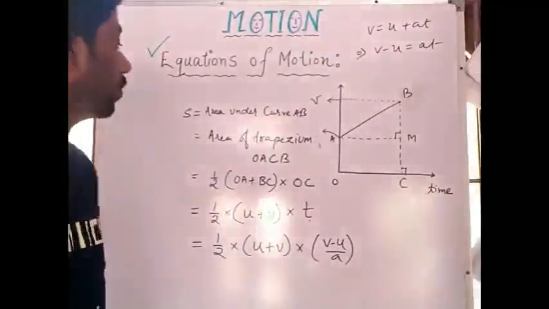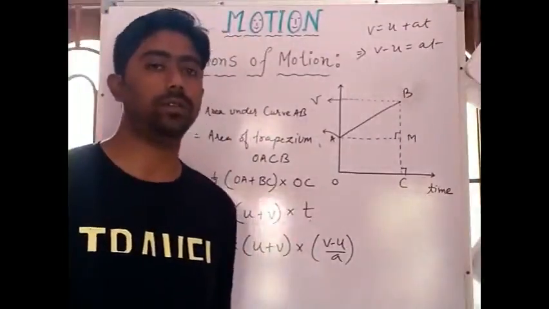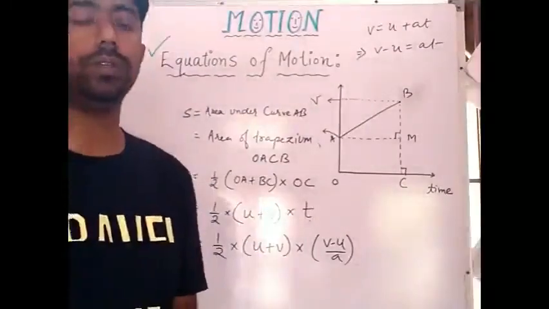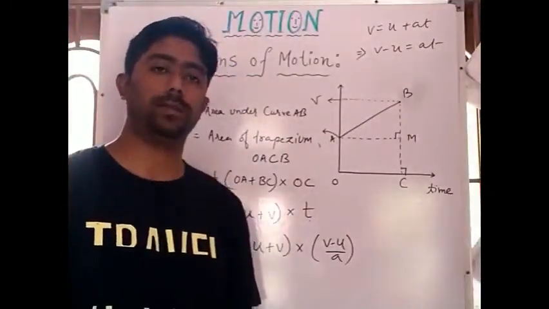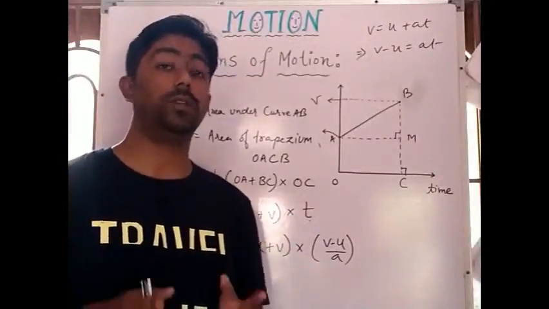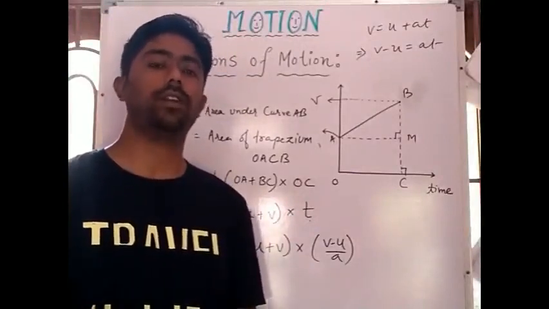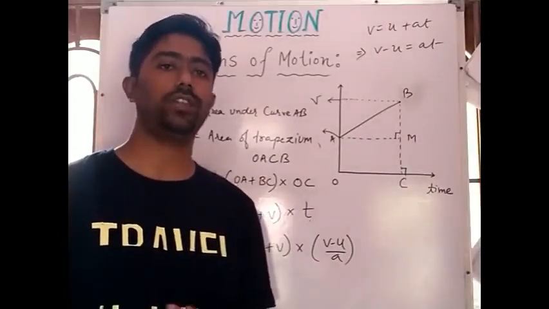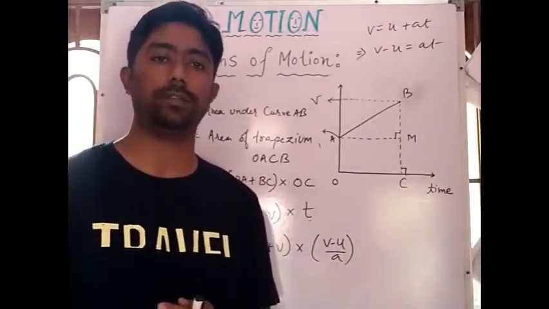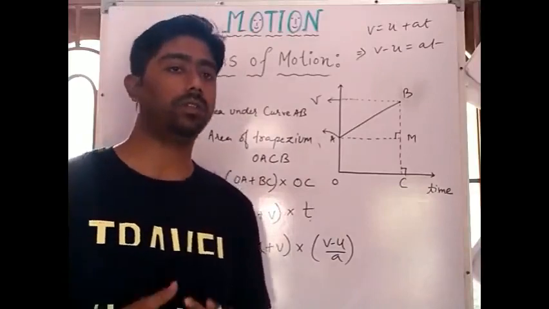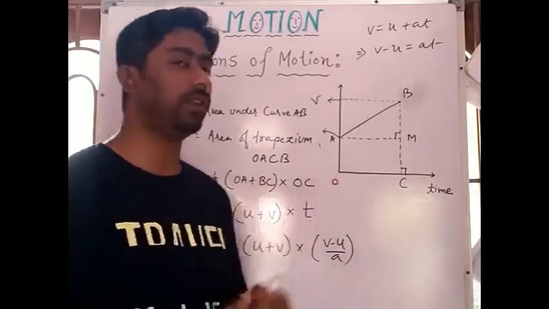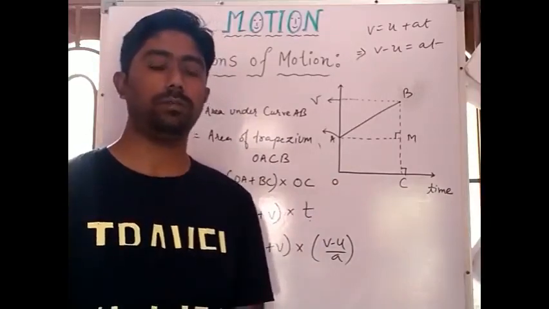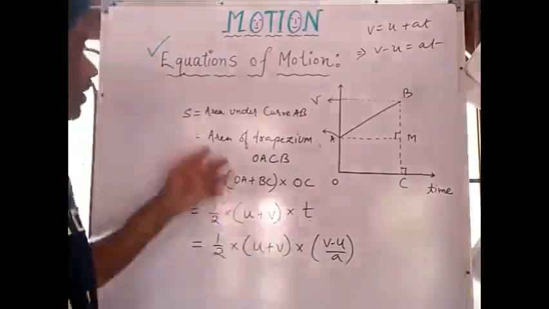The third equation of motion is v square minus u square is equal to twice as, where v is final velocity, u is initial velocity, and s is the displacement. So in this equation you will note that t is not present, or the time factor is not there. We have final velocity, initial velocity, acceleration and displacement. Okay. Now when you are going to derive this, again you will use the same velocity time graph for uniform acceleration. But what you will do now, you will start with this step.